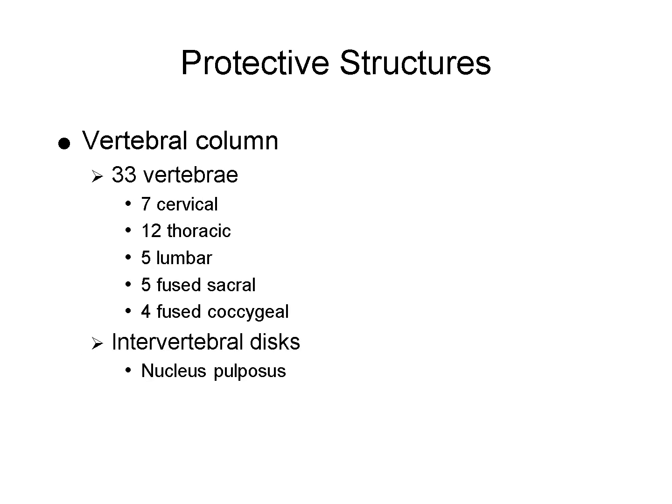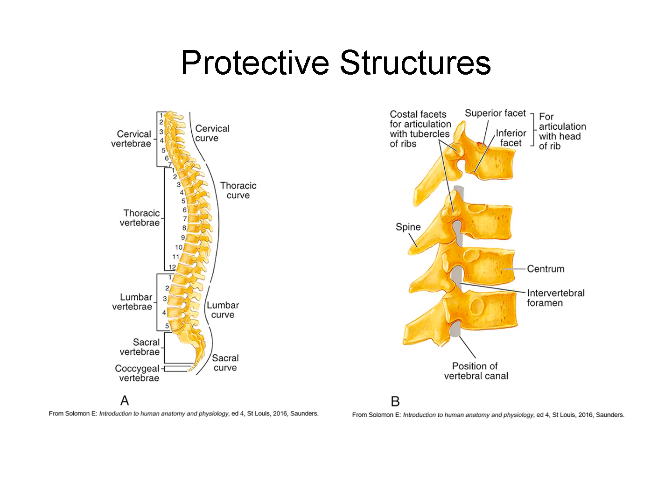The vertebral column consists of 33 vertebrae divided into cervical, thoracic, lumbar, sacral, and coccygeal segments. Intervertebral discs, with a gel-like nucleus pulposus, absorb shock and provide flexibility. Together, the vertebral column and discs protect the spinal cord while allowing mobility of the trunk and neck. This image likely shows the detailed structure of the vertebral column and intervertebral discs.